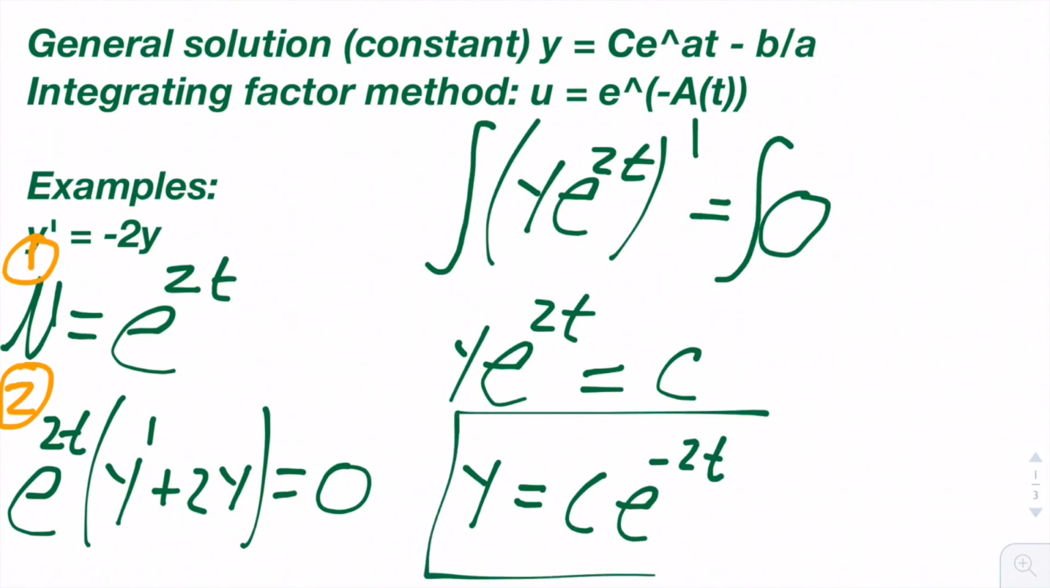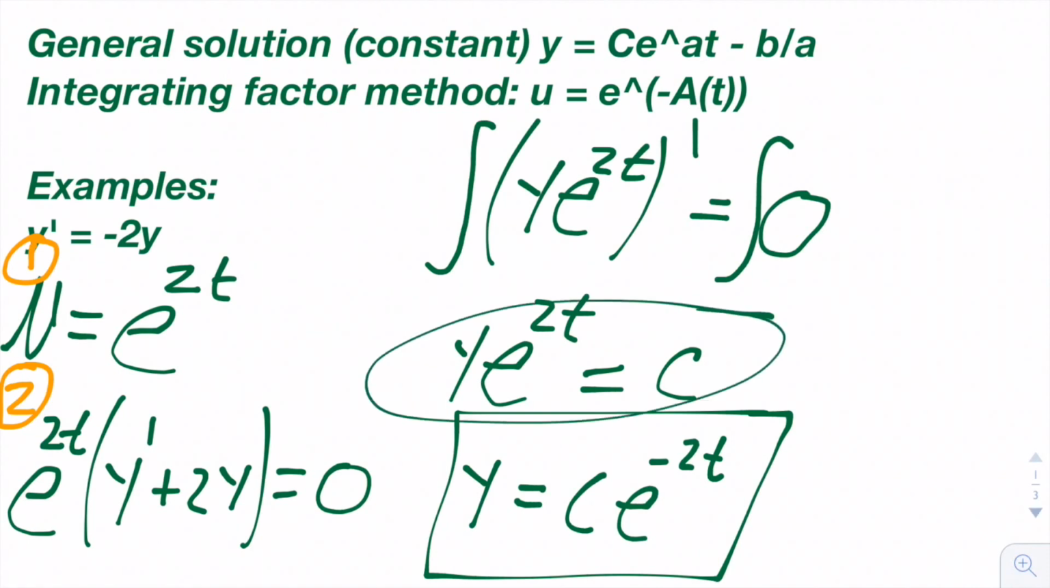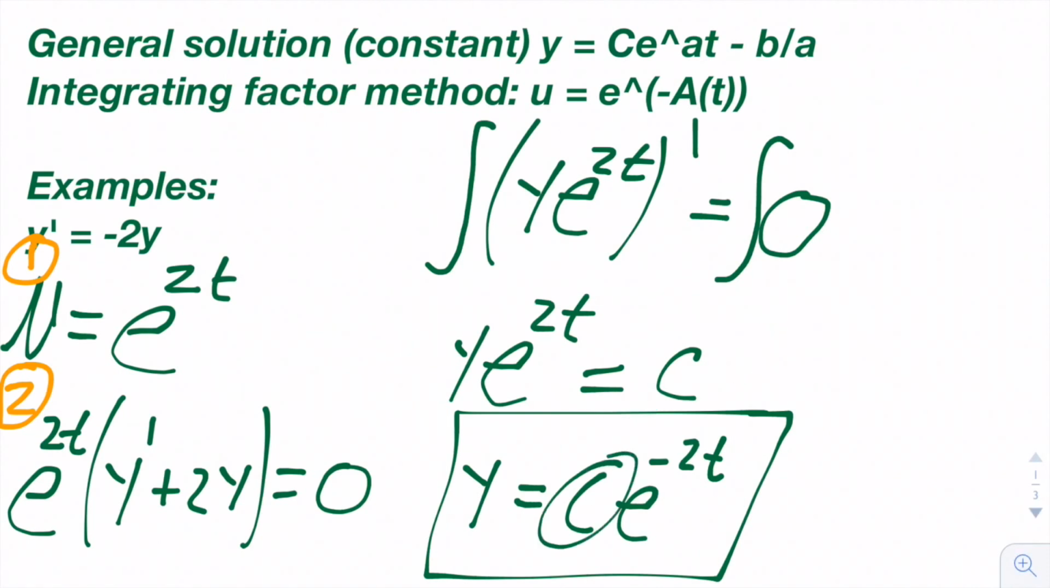This is going to be our solution to the differential equation y prime equals negative 2y. If you're given an IVP or initial value problem, you can utilize that right here and then plug it into c right here. And if you're asked to find a potential function, then just solve for c, and that will be your potential function.